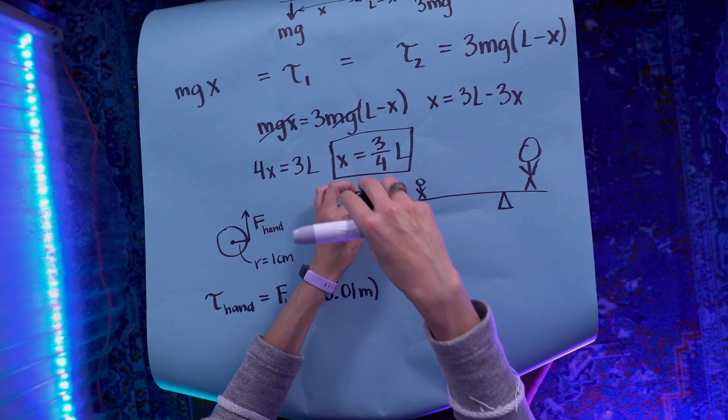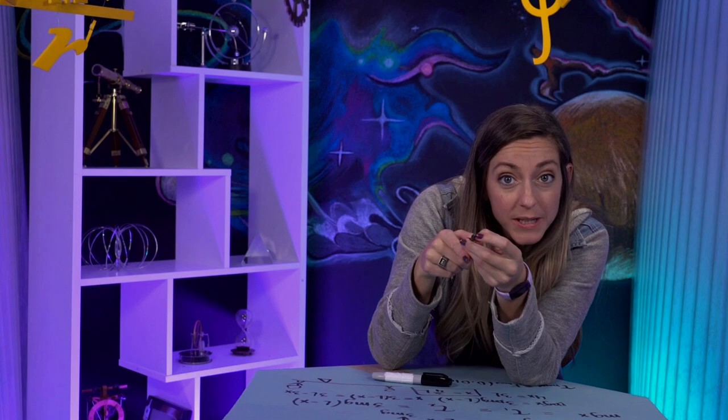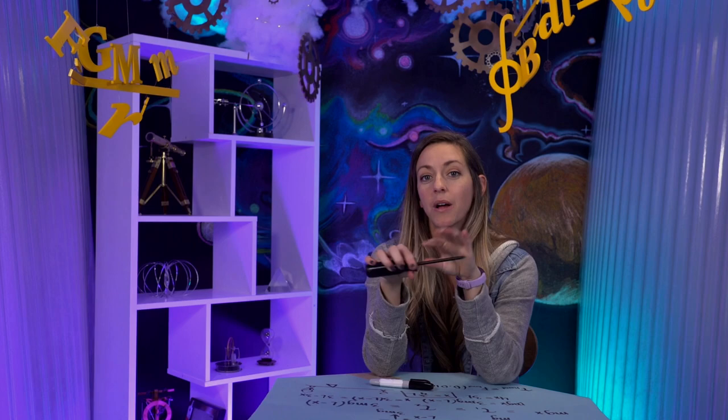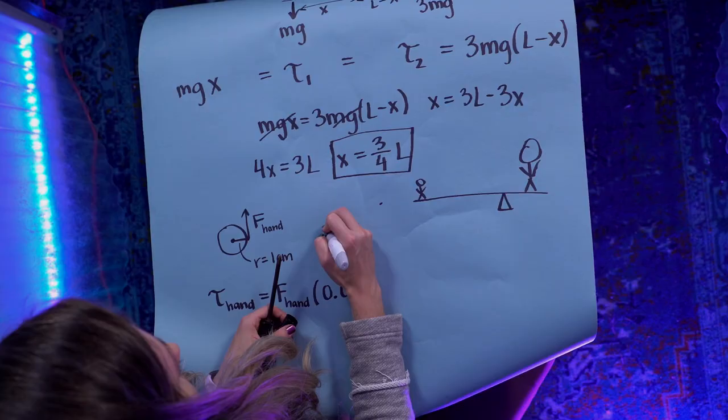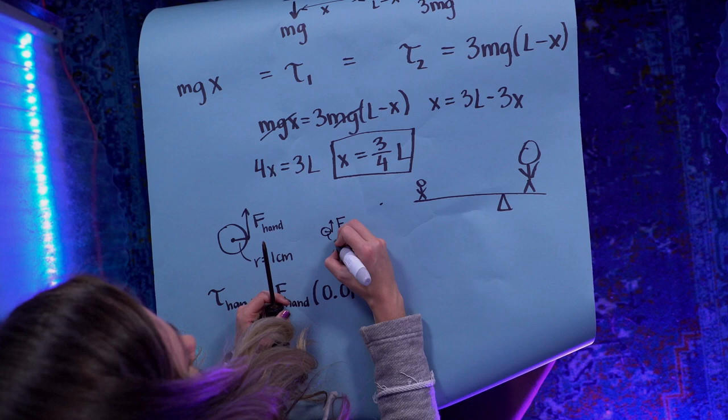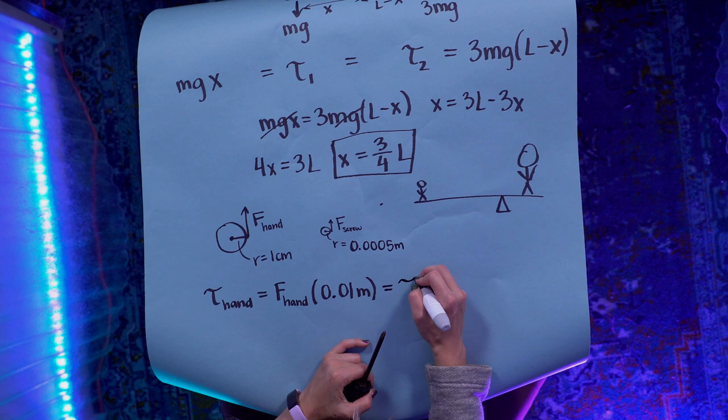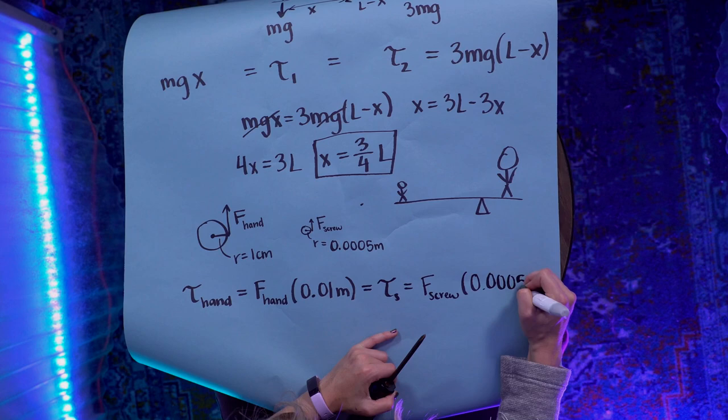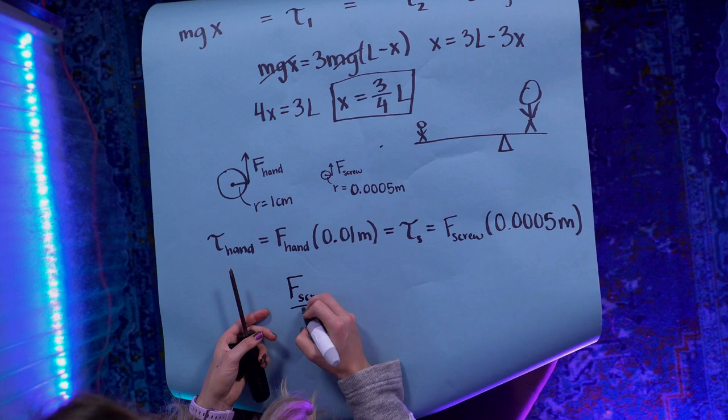But the screw rotates a tiny radius. Look how tiny. The average radius from the center of the screw to where the screwdriver is in contact with the screw head is around 0.5 millimeter, or 0.0005 meters. So that means my torque here, which is gonna be the same, is torque of my screw is F screw times 0.0005 meters.